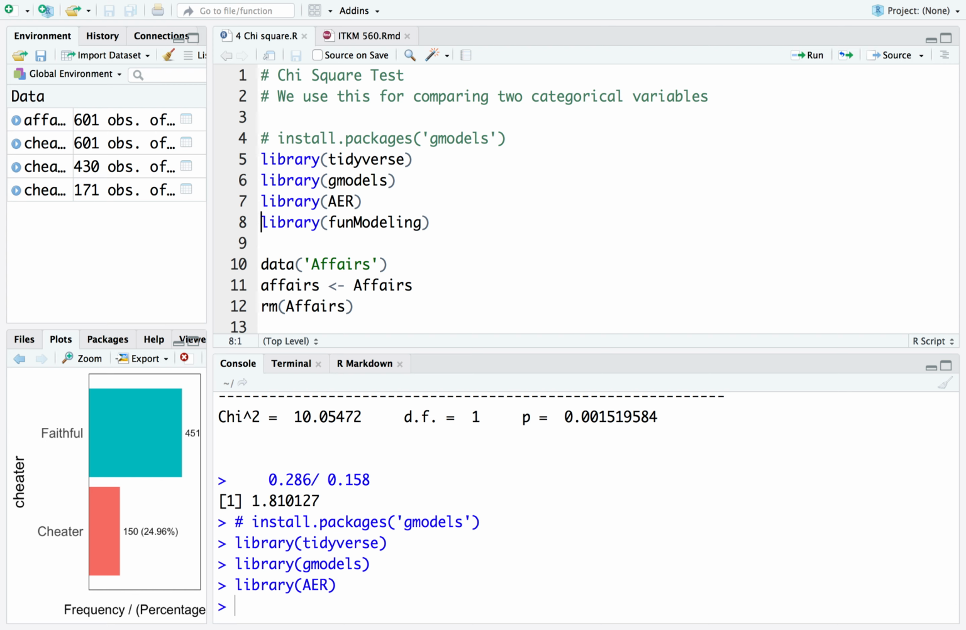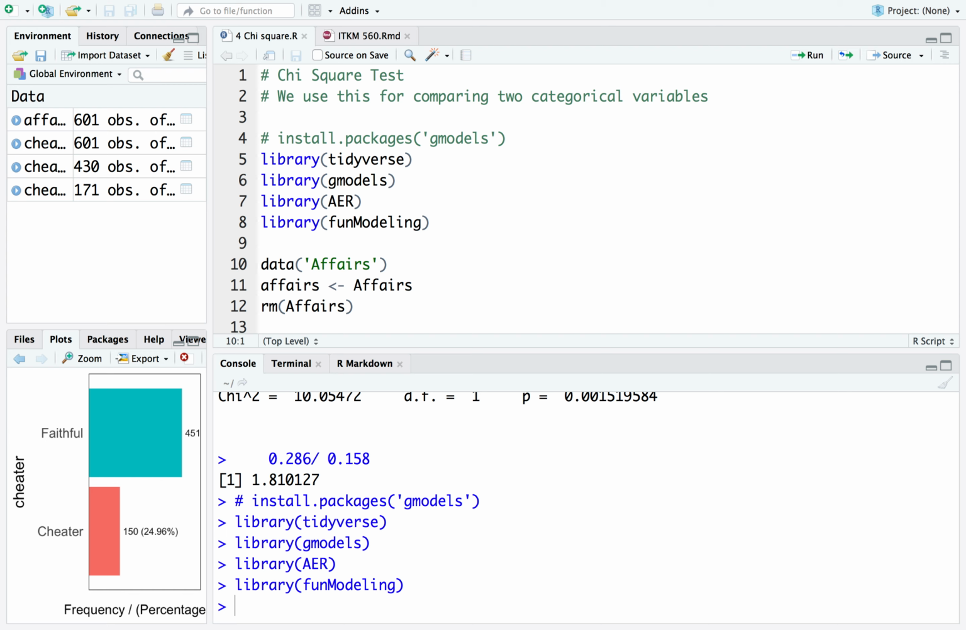The AER library package, that's where our data is. If you have it in a CSV, just import that CSV for the affairs data set. And the library for modeling, just to do a little bit of exploratory data analysis.